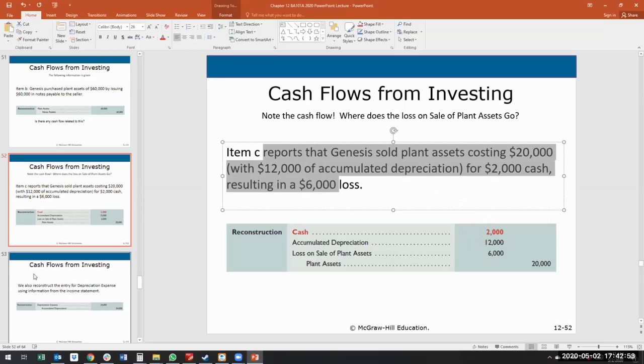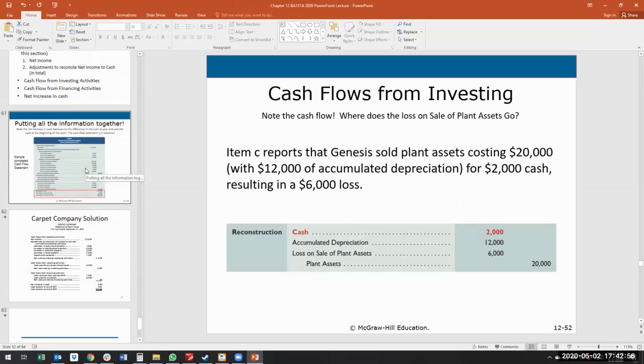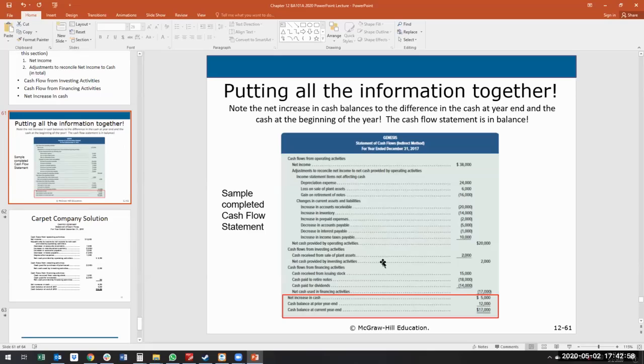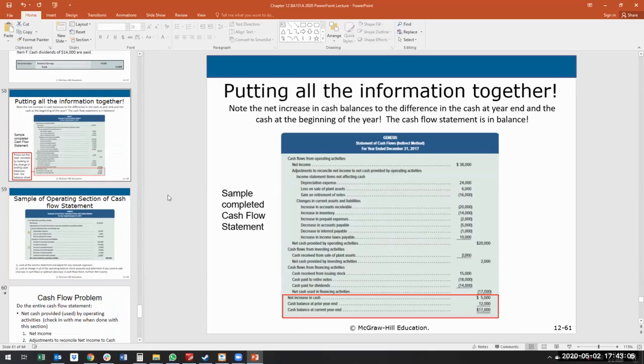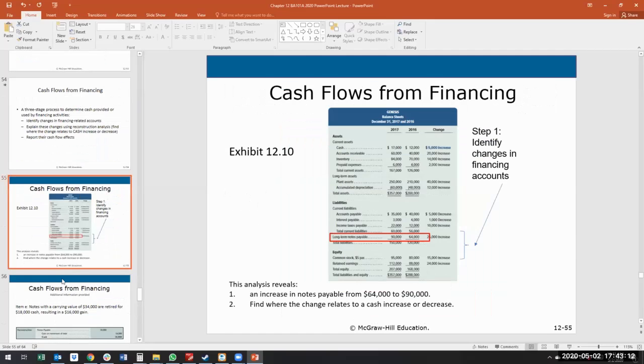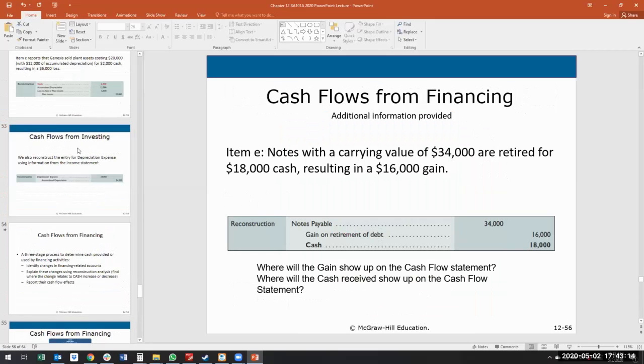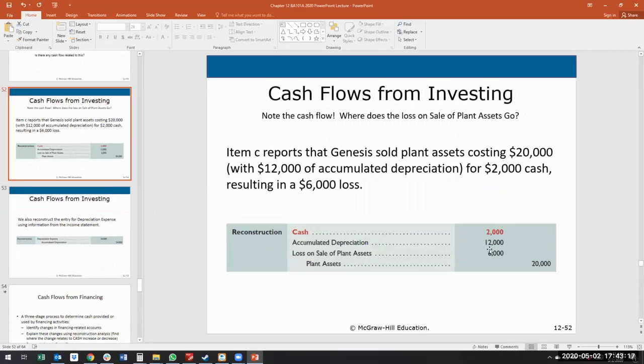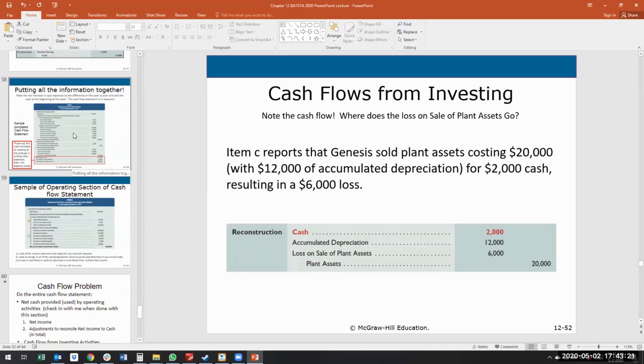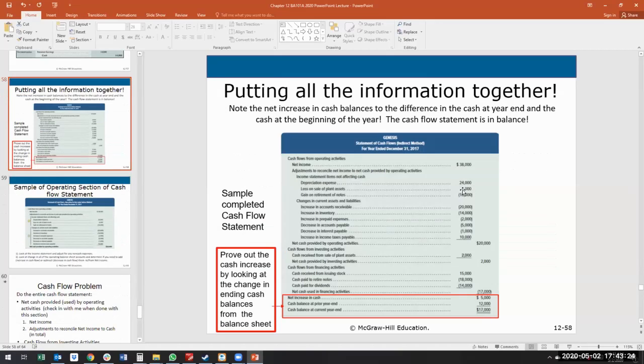We'd only have a $2,000 inflow, which I believe they're trying to show here, putting it all together. So net cash received would only be $2,000 on the statement of cash flows, because that's all the cash we actually received. And then the loss on the plant assets, that's $6,000. It would be a reconciling item to the statement of income, to the reconciling income. So that's where all this comes together.